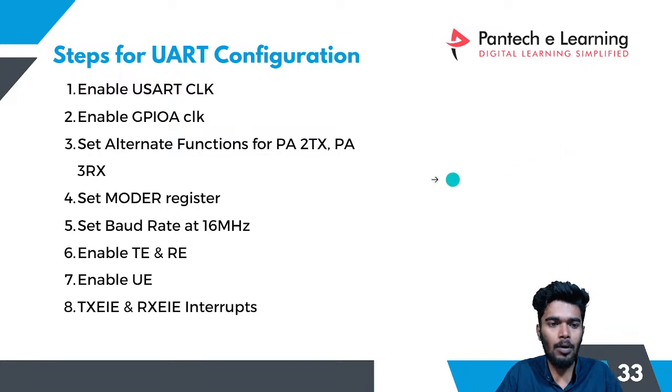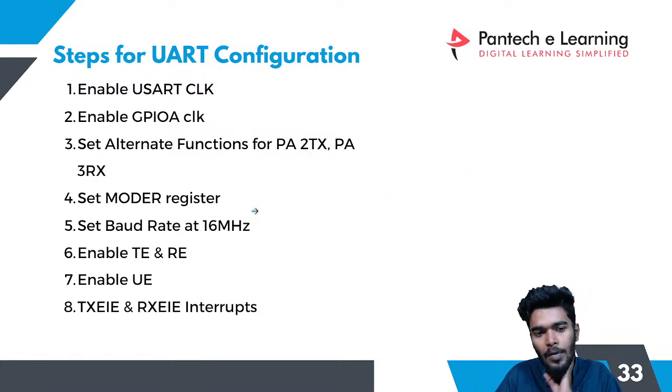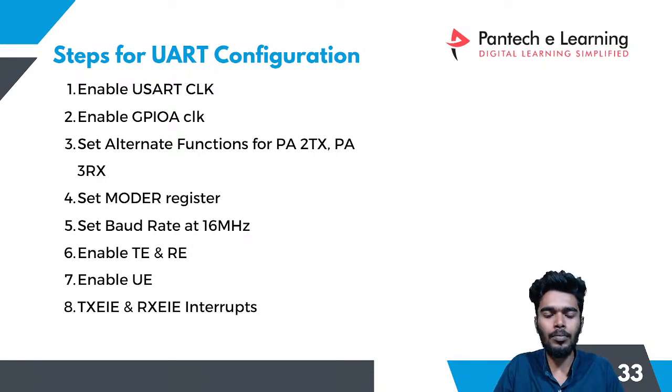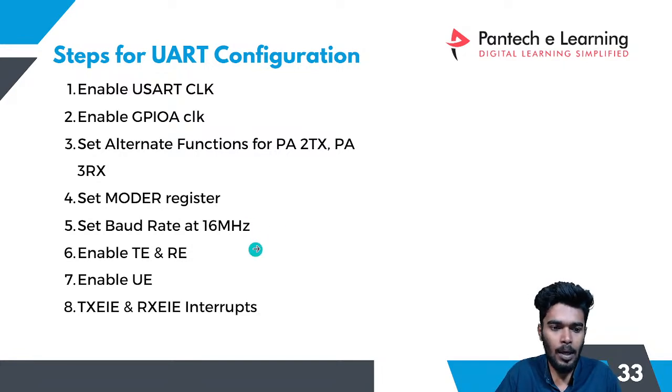So we will select the first. We have to enable the clock register. Then we are going to set the alternate function for PA2 and PA3. Then we have to set the BRR register and set the baud rate for 16 MHz. As already shown in a previous session, I have shown you how to configure the system clock to get 16 MHz as the APB1 frequency. Then you have to enable the TE and RE bits, and finally enable the UART. And if you want to use an interrupt, you can enable the interrupt bits in the control register also.